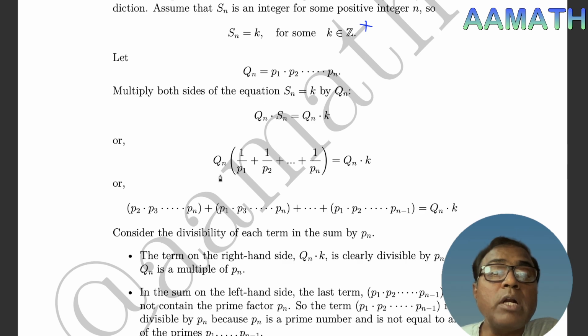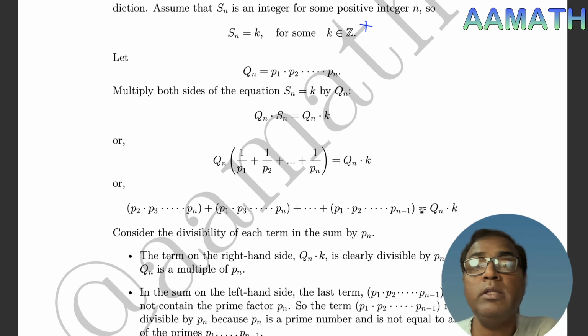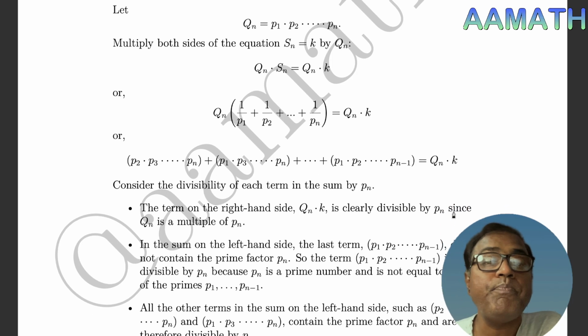So this product P1 P2 ... Pn divided by P1, cancel P1, we get P2 P3 ... Pn, first term from this. Next plus the second term Qn by P2, cancel P2, so P1 P3 ... Pn, plus so on. And the last term Qn by Pn, cancel Pn, so we get P1 P2 ... P(n-1). This is equal to Qn times k.